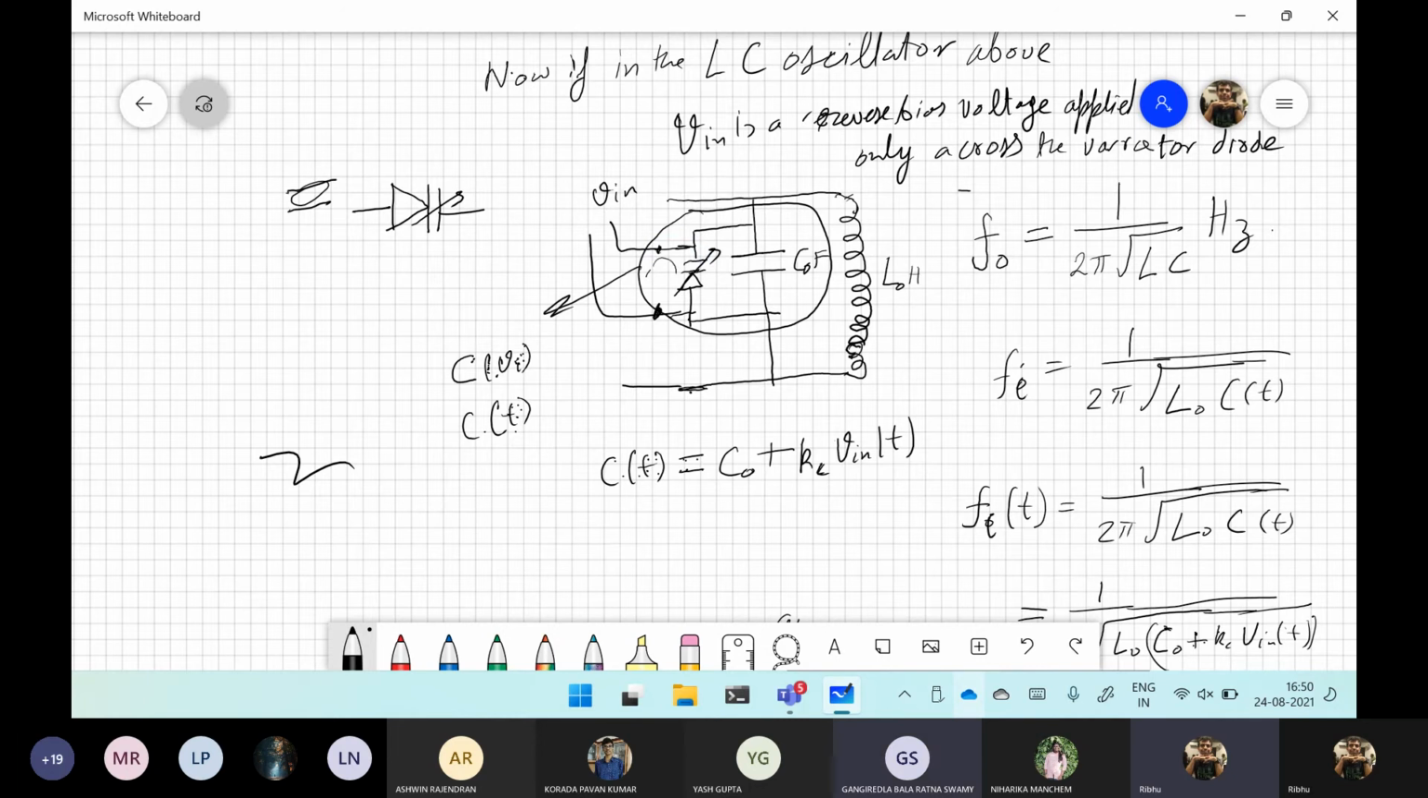Sir, V in is the same as VC, the voltage across the capacitor. No, absolutely not. There are two different circuits. That means the voltage across the varactor diode is the voltage across the capacitor. I disagree for now. I'll maybe pull up the book and look at the circuit diagram again.